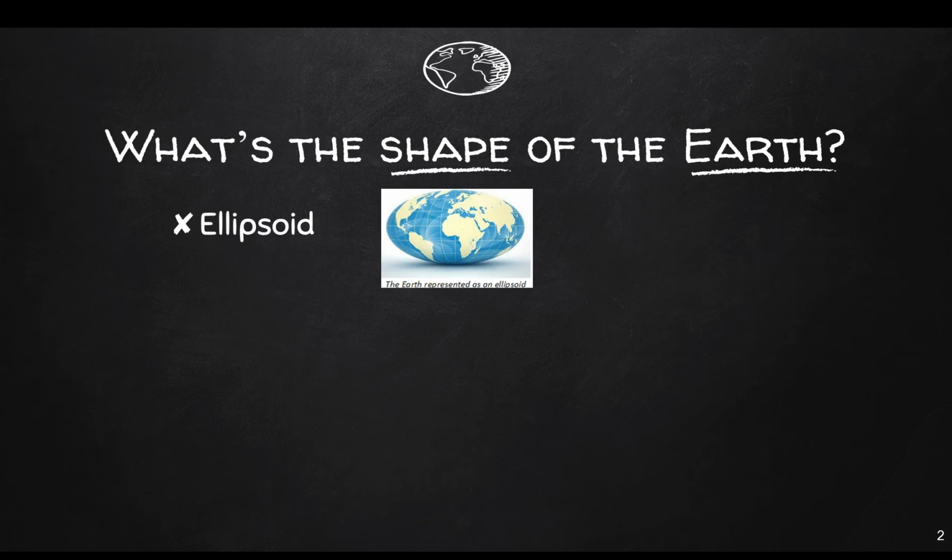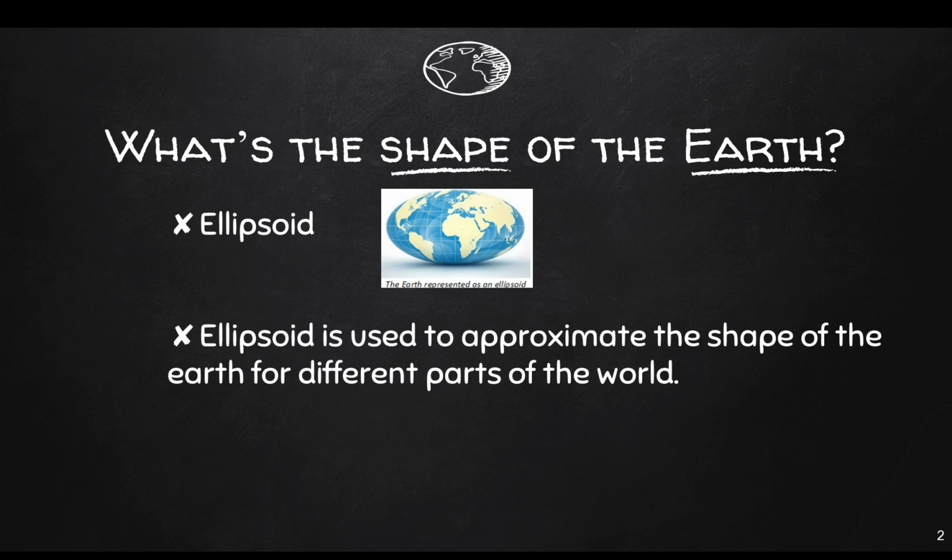So why is it elongated along the equator but squished at the poles? Well, this is due to the Earth's spinning, and this centrifugal force makes the Earth bulge along the equator. The terms ellipsoid and spheroid are often used interchangeably, so you might hear people refer to the shape of the Earth as a spheroid. An ellipsoid is just an approximation of the shape of the Earth for different parts of the world, and we'll talk about this in the coming slides.